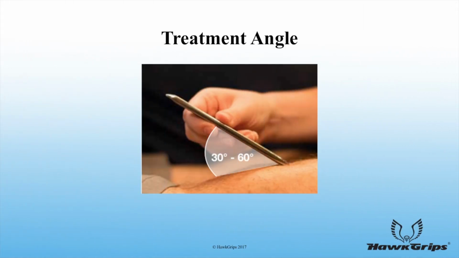The treatment angle of the instrument can be modified to provide varying force. Typically, most assessment and treatment strokes will begin at an approximately 45-degree angle. This angle can vary between 30 and 60 degrees for the majority of treatment applications. The treatment angle will have an impact on the amount the instrument dives into the tissue. In general, the flatter the angle, the more superficial the treatment.